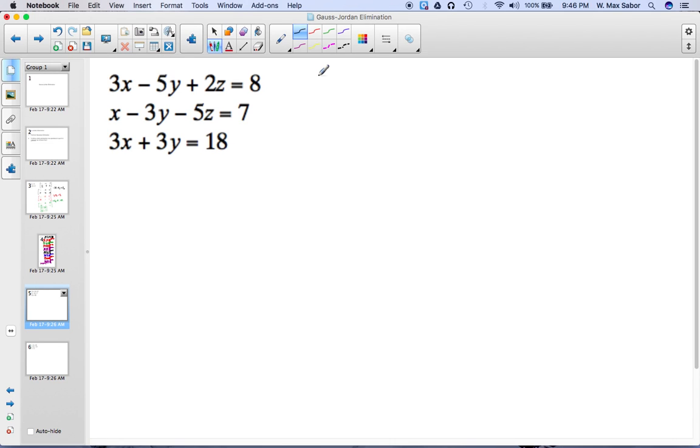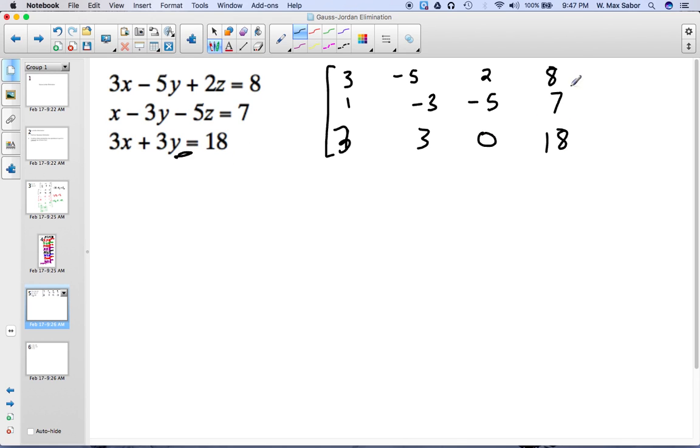More Gauss-Jordan elimination, yay! So, write the augmented matrix. 3, 3, 0, 18, because there's no z listed here. Now, I want to get multiple zeros in the same column. Okay, I have multiple ways of doing this.